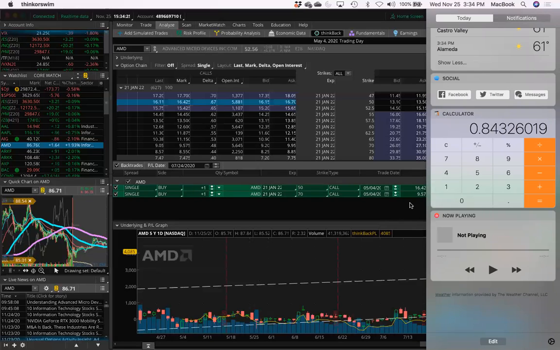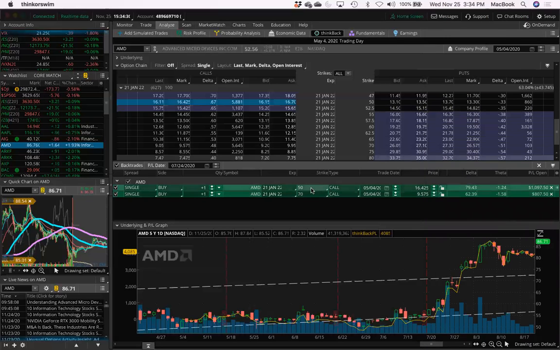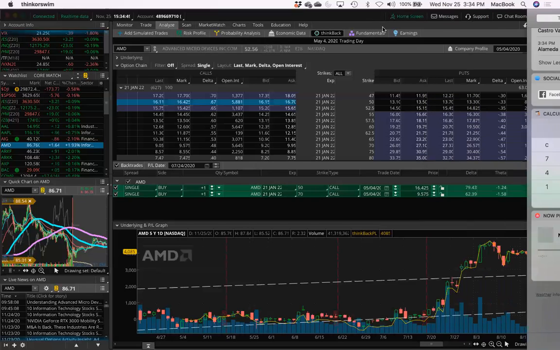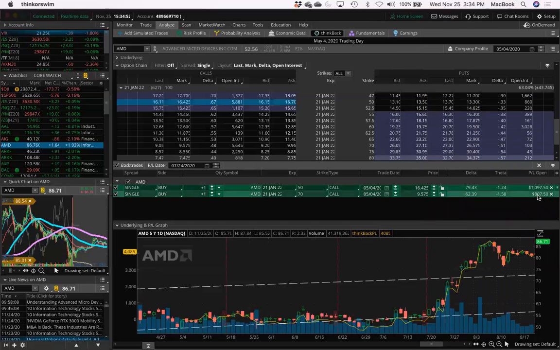So 66% ROI on the $50 call. And what was this one? This was an 80% ROI, right? Dang it, I forgot it that fast. 807 divided by 957. So 66% ROI versus an 84% ROI. Yes, more dollars, but you put more in. Less dollars, but you put less in.